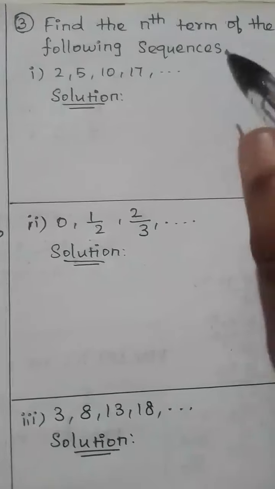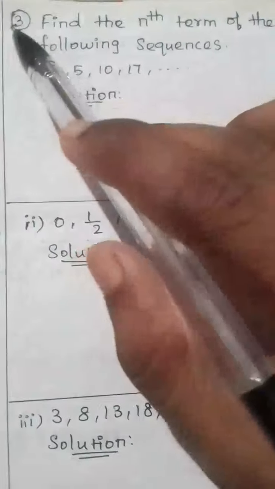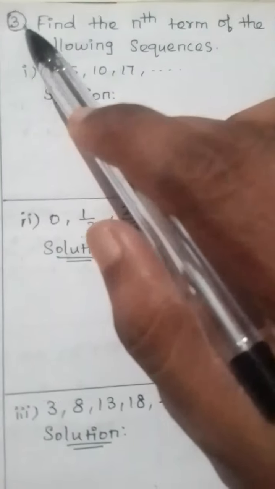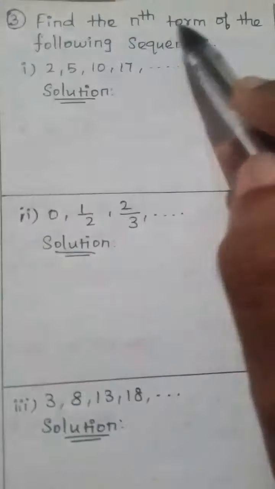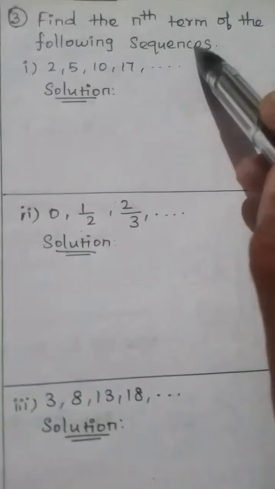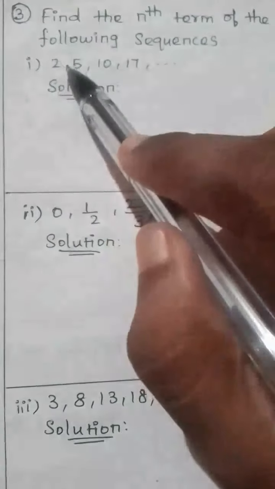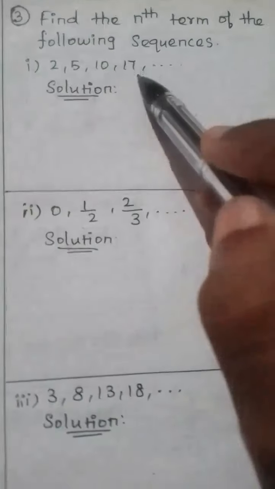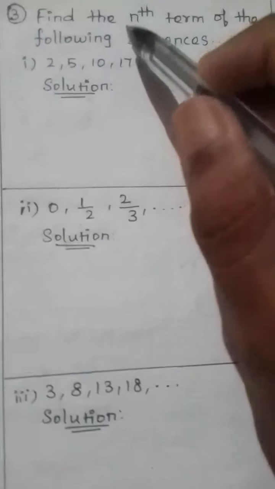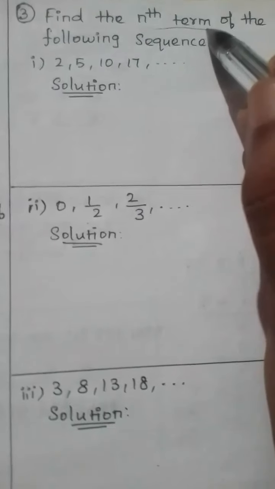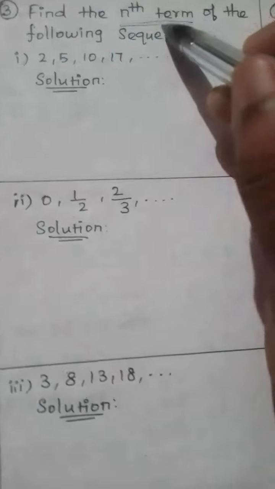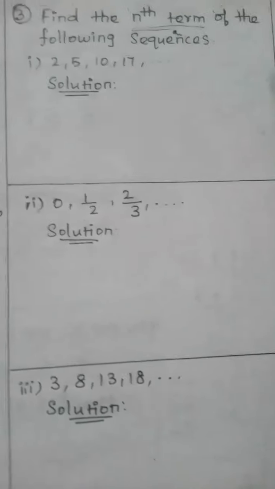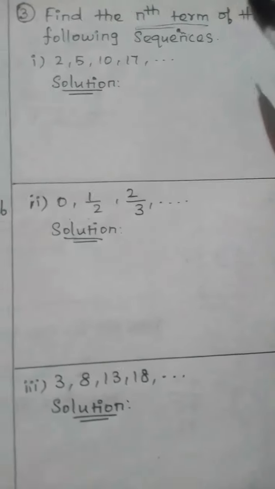Good morning students. Today we are going to see the problems in exercise 2.4, third sum. Find the nth term of the following sequences. The first subdivision is 2, 5, 10, 17 and goes on. We need to find the nth term of the sequence. That means we need to find an. So the nth term is an.